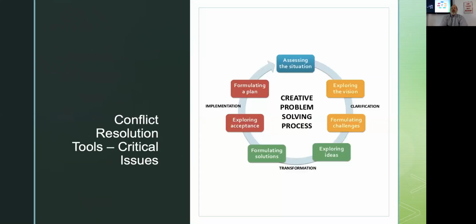So a little about the process in regards to engaging in creative problem solving. Creative problem solving typically has four major steps. The first one's clarification, and then you come up with ideas. There's a transformation of those ideas into things that will actually work, and then there's an implementation stage.